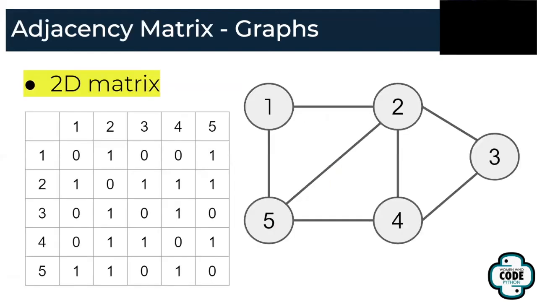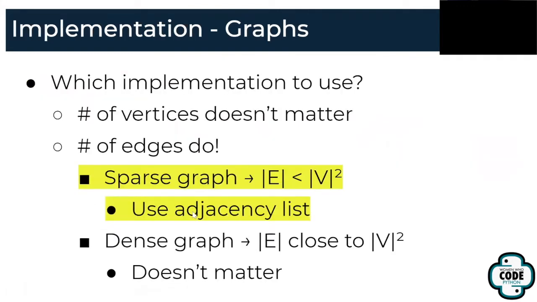And we use squared because in a 2D matrix, in this graph we have 5 nodes, and in this matrix the number of cells we have, except for the labels, is 5 times 5, so 25. And if a graph is sparse, we use an adjacency list, and we'll think about why later. And if it is dense, the cardinality of edges is going to be close to the cardinality of vertices squared, so it doesn't really matter.